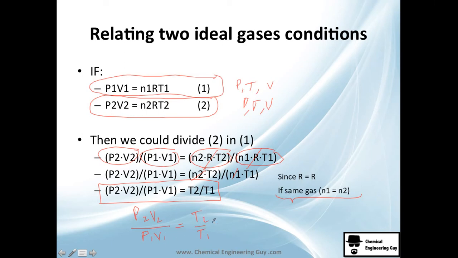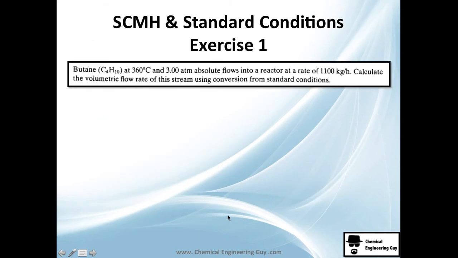So, let's do an exercise. Butane, we can check the molecular weight. It has a temperature, which is given, and an absolute pressure. It's flowing at this mass rate, so we could change this to moles. They ask us to calculate the volumetric flow rate of the stream using conversions with standard conditions.